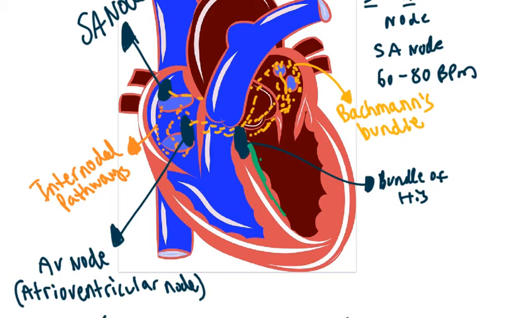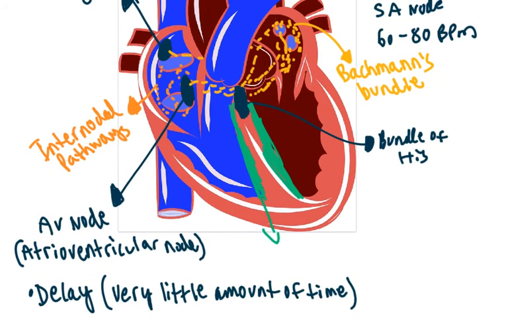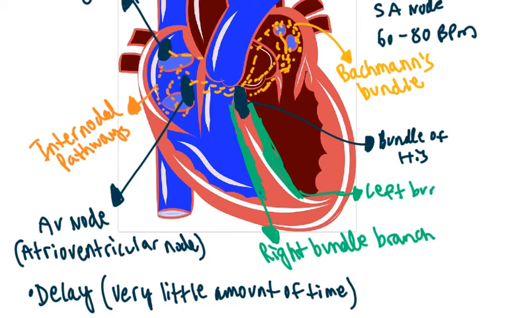So the bundle branches are located all throughout, like nerve fibers, that will receive the action potentials from the bundle of His and will branch into our right bundle branch. So this is our right bundle branch, and our left bundle branch. Again, our bundle of His will send down its electrical signals, its action potentials, to our right bundle branch and left bundle branch.